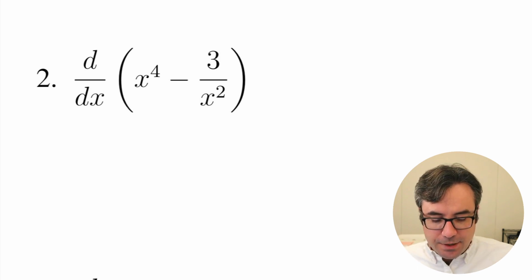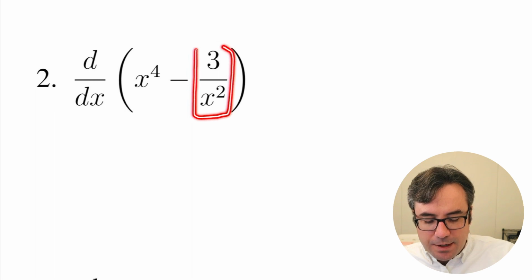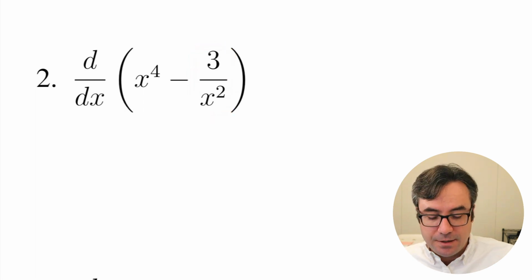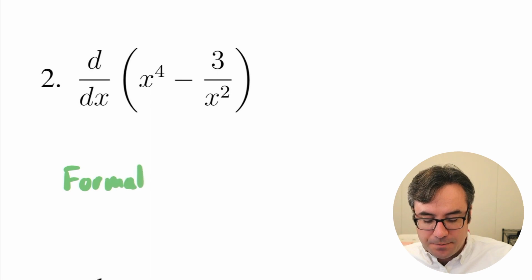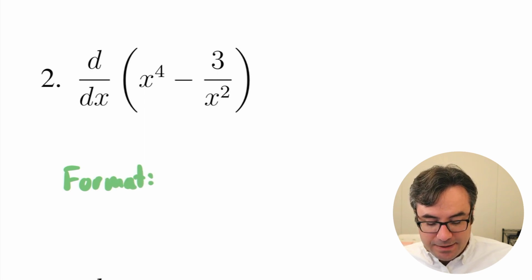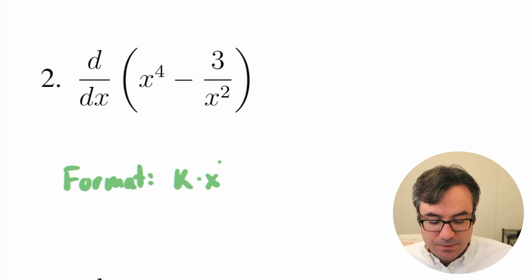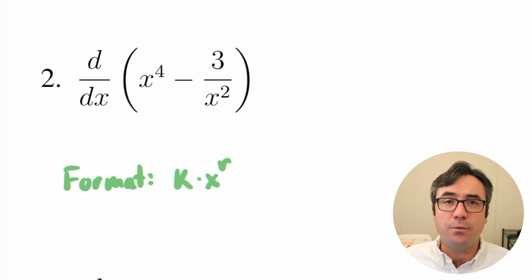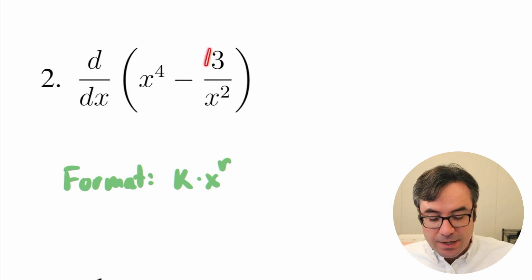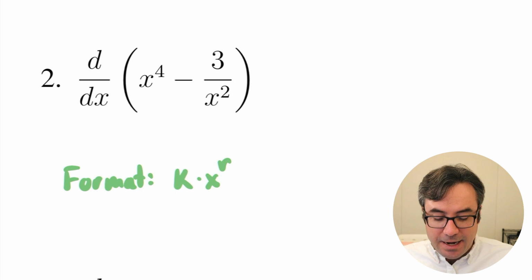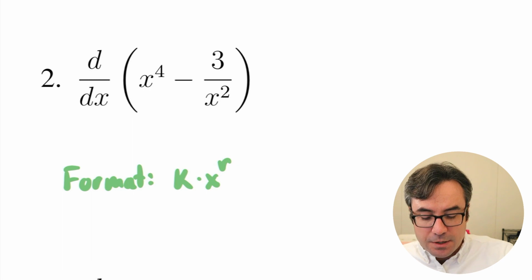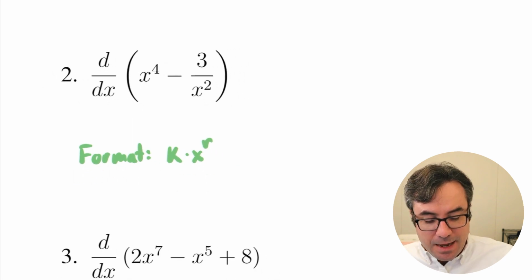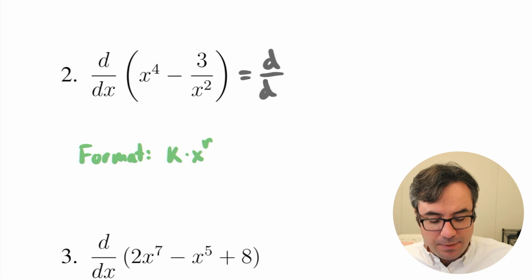Now, the one tricky thing is I would want to first rewrite this function, to reformat it. There's a formatting issue here. We want to get this k times x raised to the power r. That's the format that we want. So I want this 3 to be a constant multiple, and I don't want an x squared in the denominator. I just want a power function so that we can use the power rule. So if I'm going to differentiate this, I'm going to first rewrite the function just to help myself out.